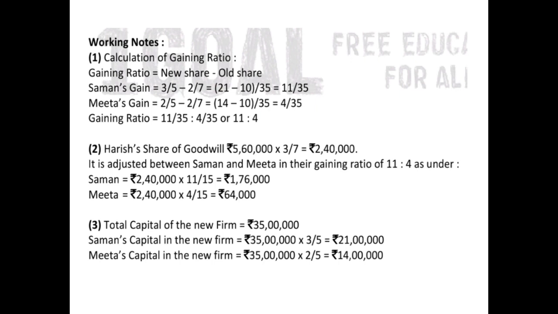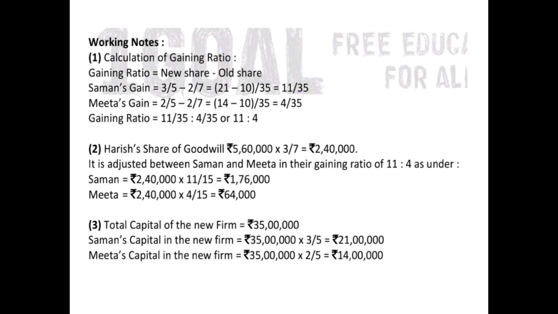Then similarly, we have calculated the gain of Meeta, her new share 2/5 minus her old share 2/7. Again the LCM comes to 35. After the adjustment of LCM, we get 14 minus 10 upon 35, that is 4 upon 35. So the gaining ratio is 11:4. In this ratio, the goodwill will be contributed.